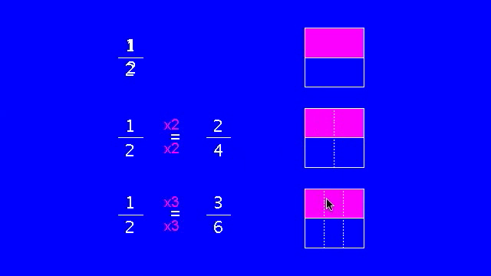So here we cut each piece 3 times. So we've tripled the number of pieces. We've gone from a whole of 2 pieces to a whole of 6 pieces. And the one colored piece is also tripled.